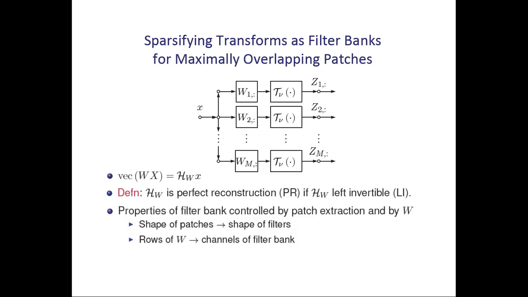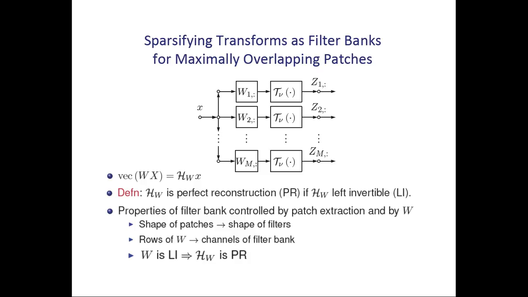Okay, so because I said that these filters come from the transform, the filter bank is controlled by the patch extraction here and by W. The shape of the patches gives you the shape of the filters, rows of W, the channels of the filter bank. So we have an analogy here which tells us we can do the same thing without extracting patches, but instead we can learn the transform and apply the filters to the data like this. Okay?